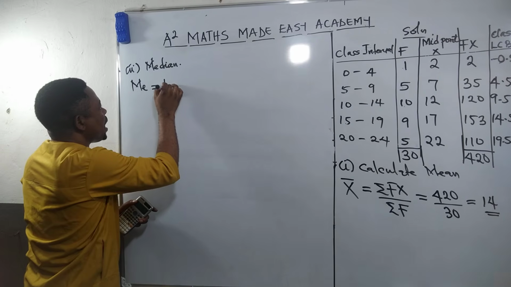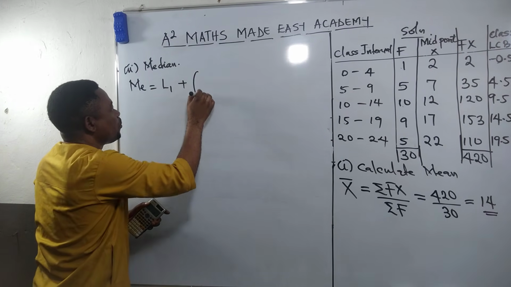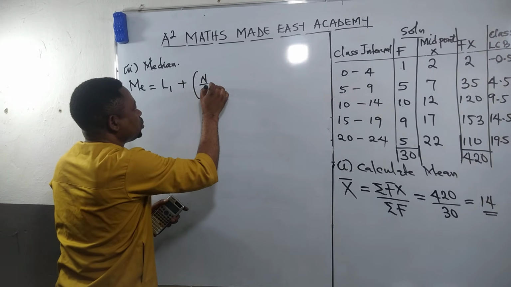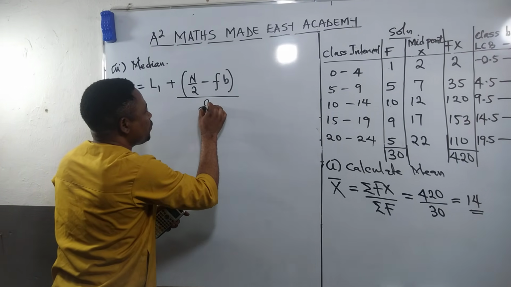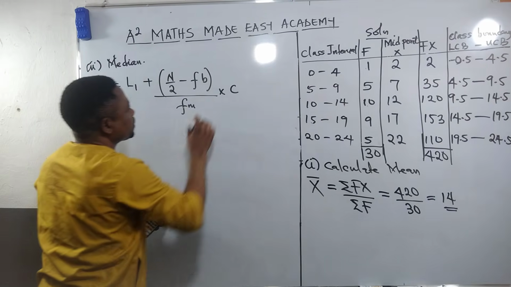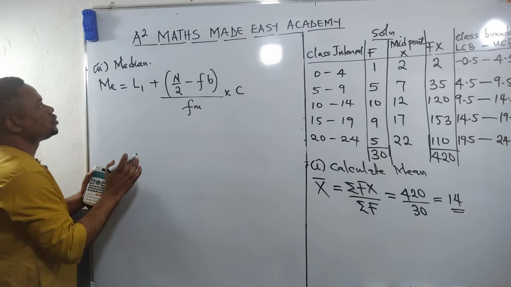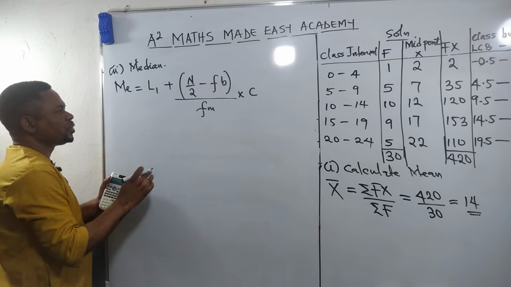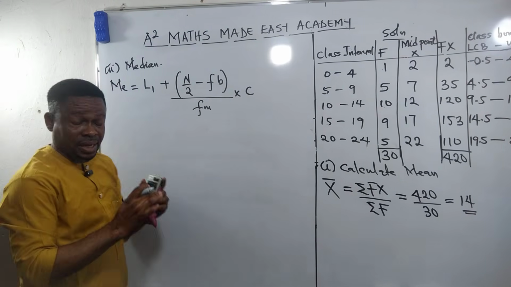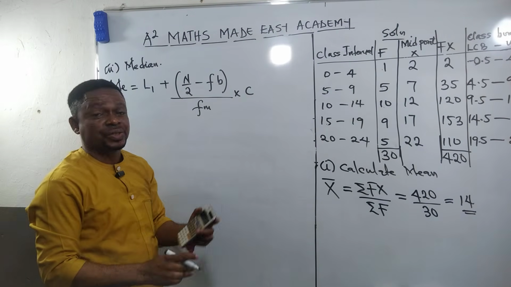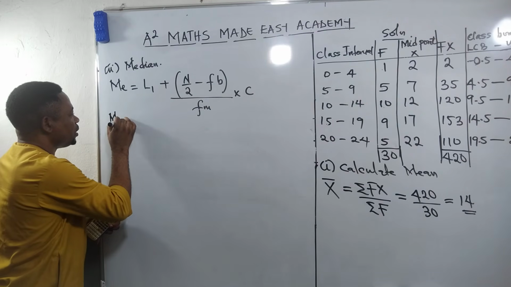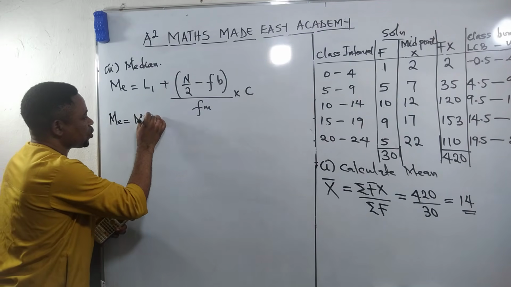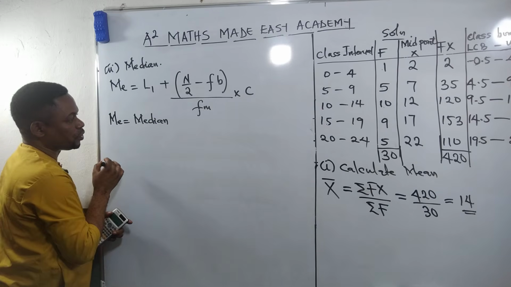ME is L1 plus open bracket N over 2 minus FB, all over FM, times C. Now this is the formula for how to calculate the median. But you cannot just take the formula in statistics without telling us what those things mean. Fine. Now can we start? ME is called the median of the distribution.